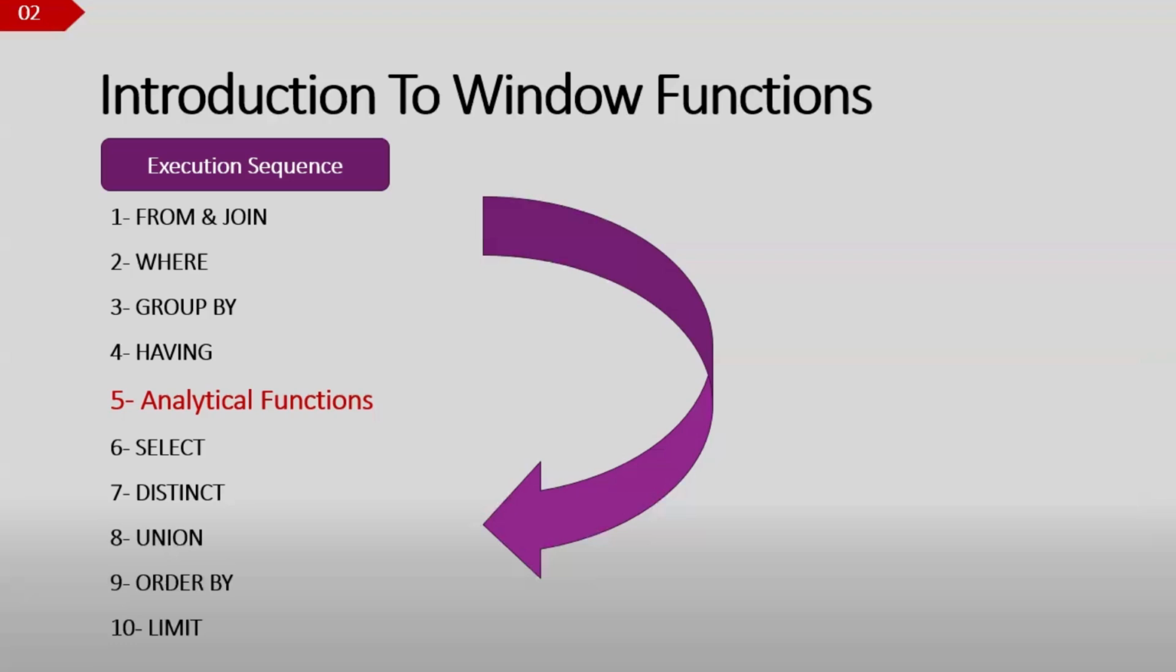First, we have the from and join, then the where, then the group by, then the having, and those are not allowed to use any analytical function in them. Then number 5 would be the analytical function. You can then use the analytical function in the select, distinct, union, order by, and limit. Why? Because they are executed after the analytical function.